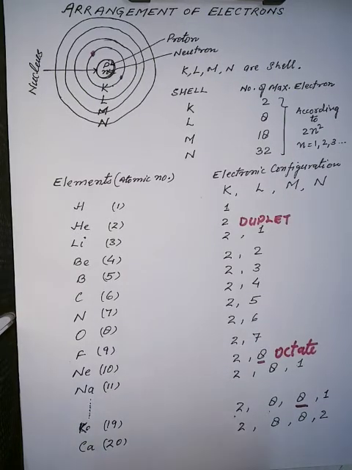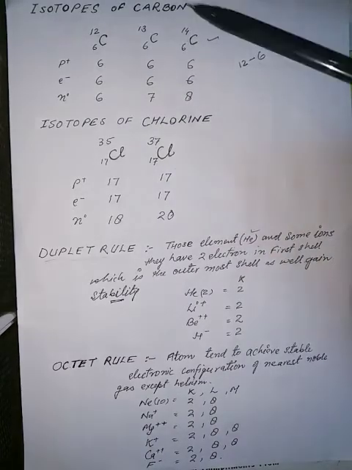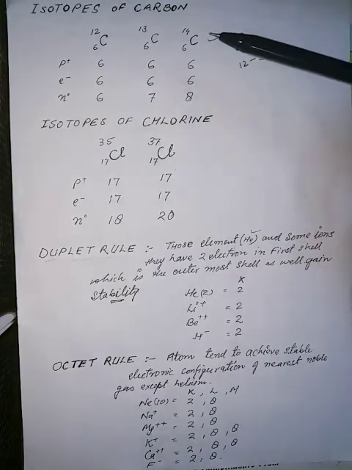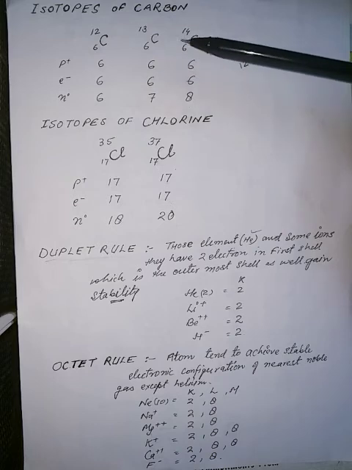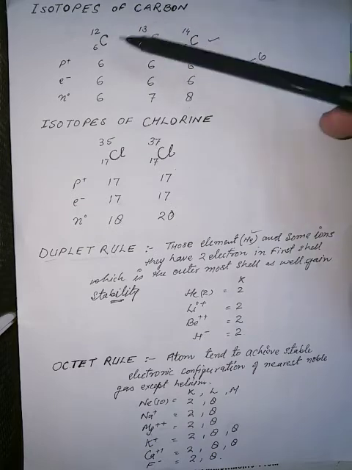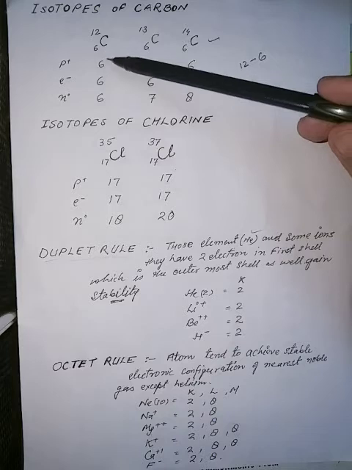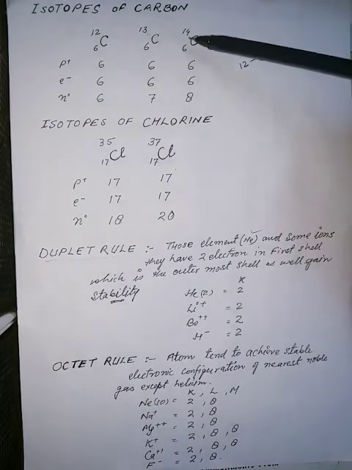Take a screenshot of this screen and write it down in your copy. On this screen, we are going to discuss the isotopes of carbon and chlorine. As we have already discussed in the first video, isotopes have the same atomic number but different atomic masses. In the case of carbon, there are 3 isotopes having the same atomic number, 6, and different mass numbers: 12, 13 and 14.